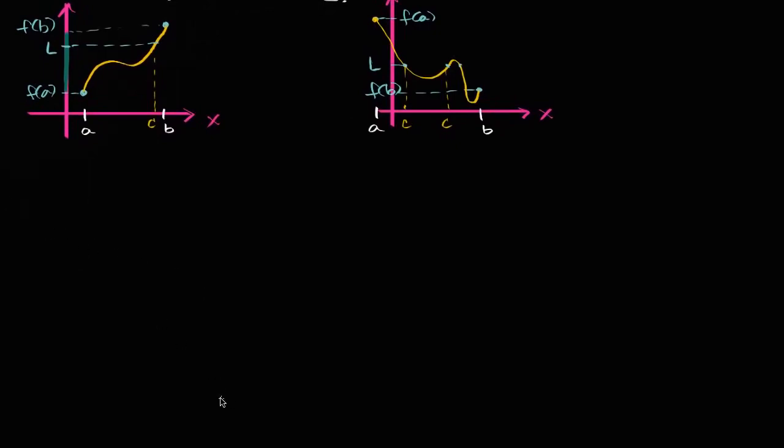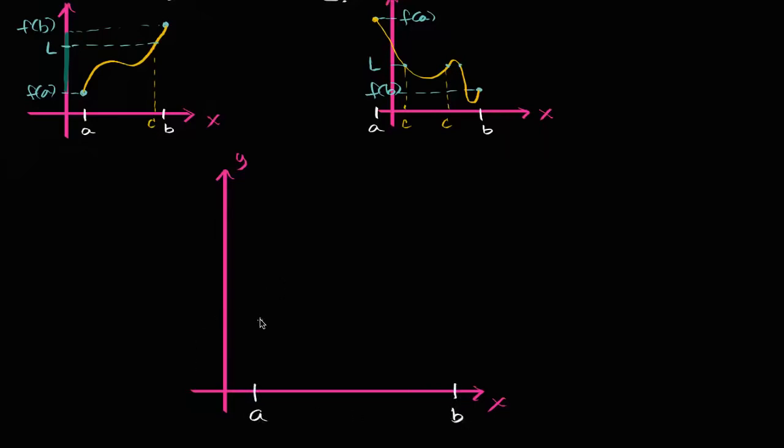So let me draw a big axis this time. That's my y-axis, and that is my x-axis. And just for simplicity, that is a, and that is b. And let's say that this is f of a. And let's say that this is f of b. So dotted line. All right, f of b.